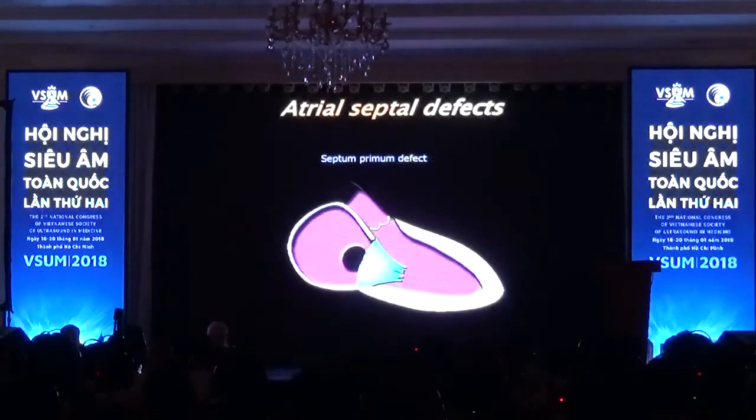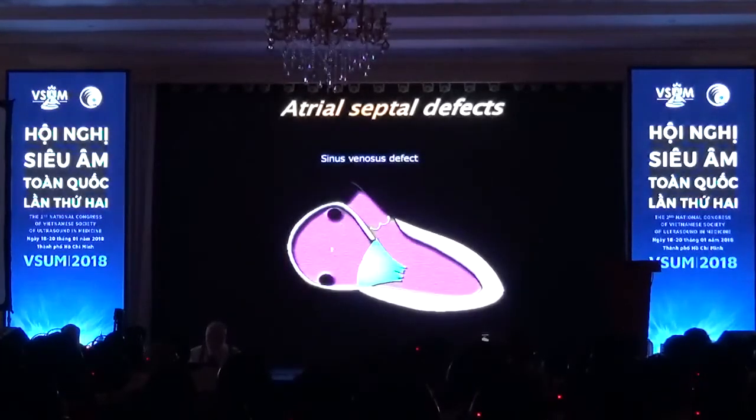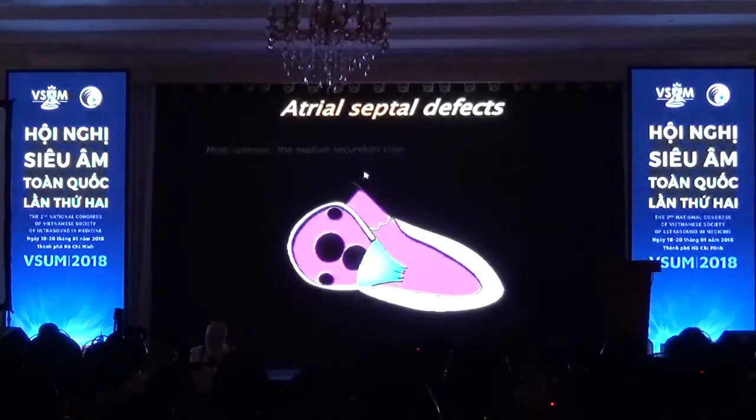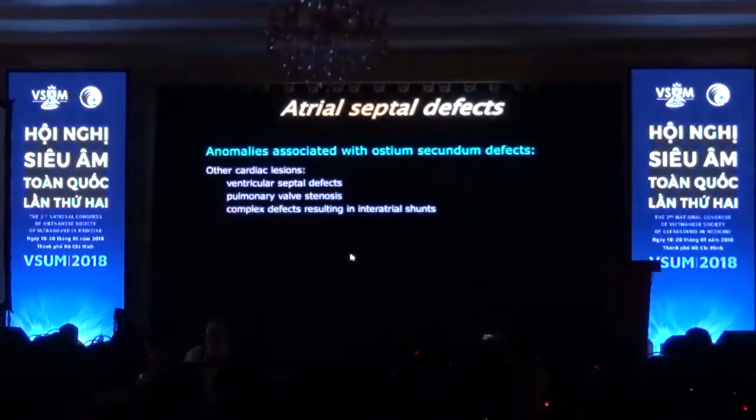If the hole is close to the heart, we talk about a septum primum defect. And then there's a third category in which the holes are close to the vena cava, and these are called sinus venosus defects. So the most important here are the secundum and the primum defects.